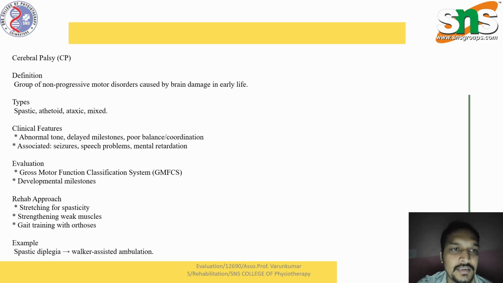Another condition is cerebral palsy. It is a group of non-progressive motor disorders caused by brain damage. Types of cerebral palsy include spastic CP, athetoid CP, ataxic CP, and mixed CP. The clinical features involve abnormal tone, delayed milestones, poor balance or coordination, and associated reactions such as seizures, speech problems, and mental retardation. The Gross Motor Function Classification System and developmental milestones help to evaluate. Rehab approaches include stretching for spasticity, strengthening for weak muscles, and gait training with orthosis. For example, spastic diplegia leads to walker-assisted ambulation.